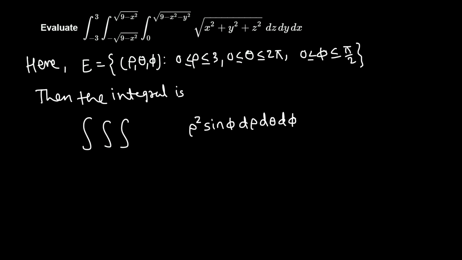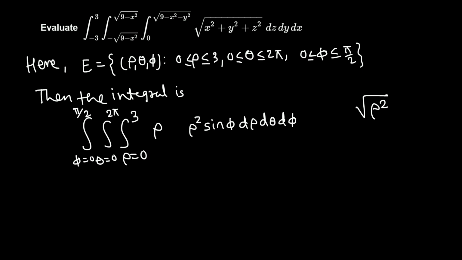Then we can rewrite this triple integral in this way. From dz dy dx, we get rho squared sine phi d rho d theta d phi, and the integrand here is the square root of rho squared, which is just rho. The limits for rho are 0 to 3. Then comes theta, from 0 to 2 pi, then phi, that's 0 to pi over 2.